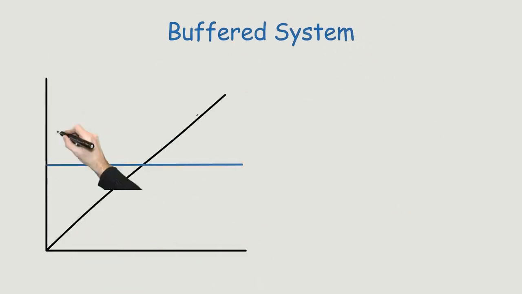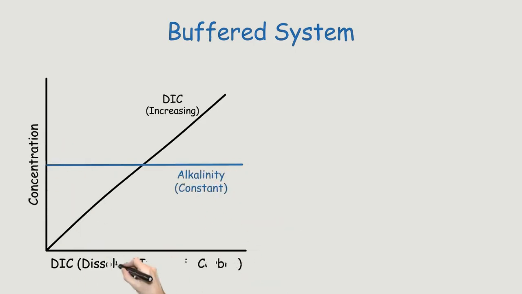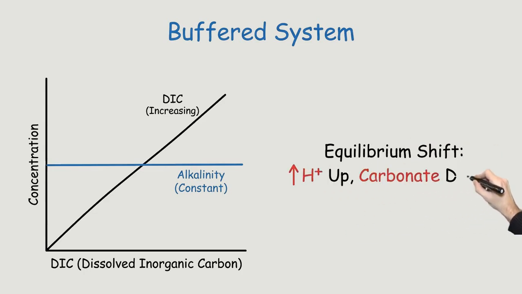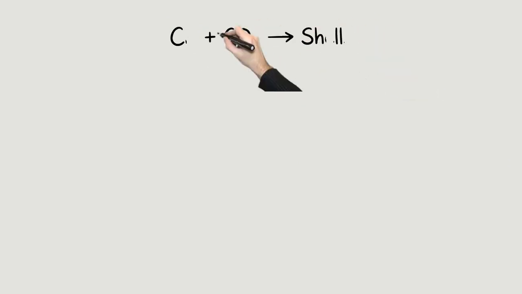The ocean doesn't crash to low pH because it's buffered. Total alkalinity stays nearly constant, while dissolved inorganic carbon increases as CO2 is absorbed. That combination forces the equilibrium toward higher hydrogen ions and lower carbonate.